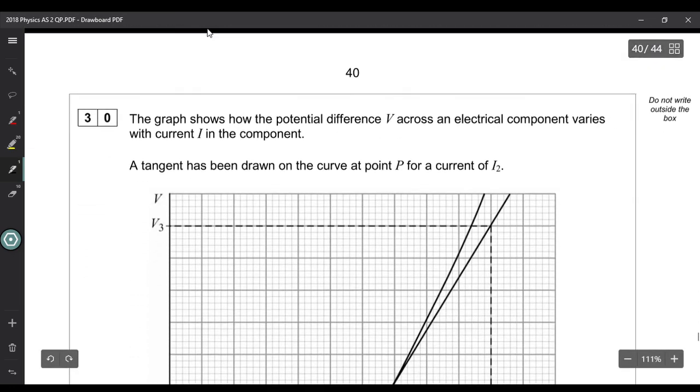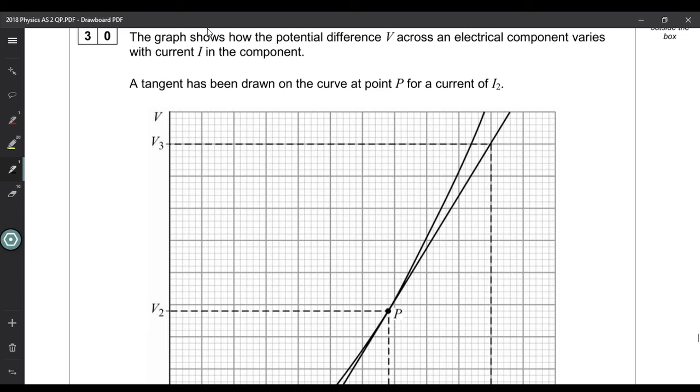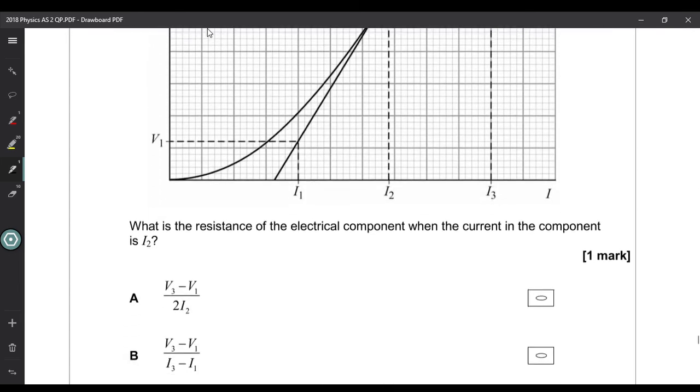Question 30 says the graph shows how the potential difference V varies across an electrical component and how it varies with I. We've been given a tangent. We've been asked what is the resistance of the electrical component when the current of the component is I2.